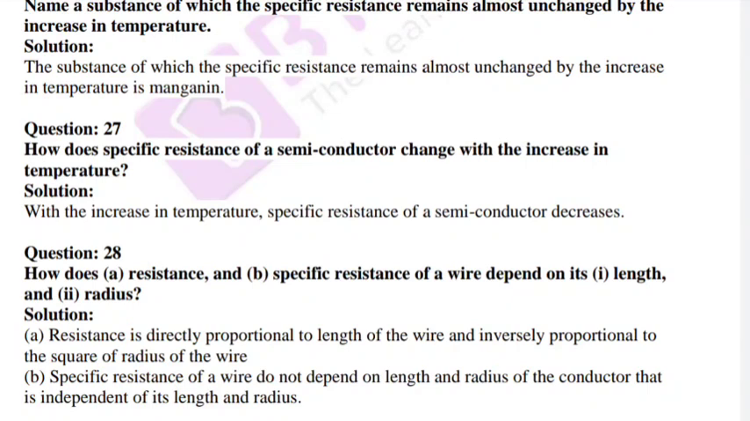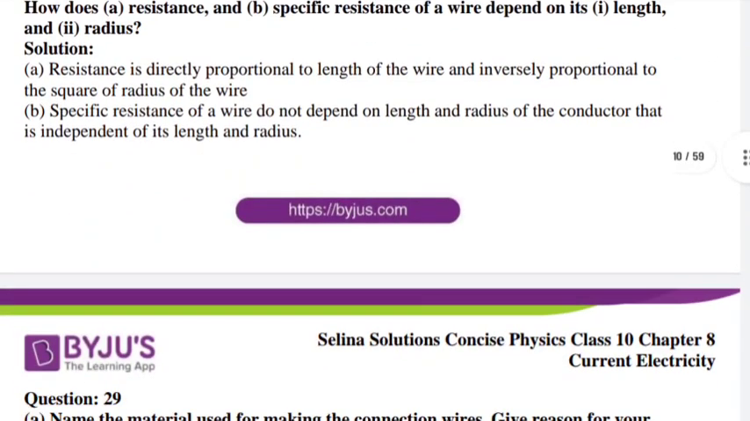Now part B: how does the specific resistance of a wire depend on radius and length? Specific resistance does not depend on the length and the radius of the conductor, that is, it is independent of its length and radius. Specific resistance is independent; it does not depend on length, temperature, or anything else.